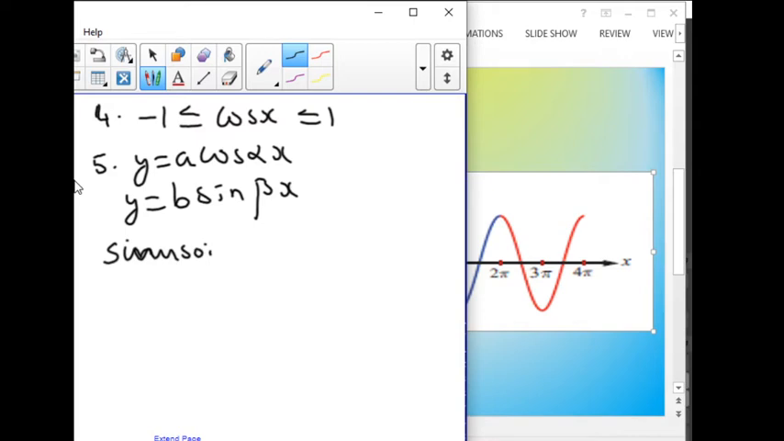Sinusoidal graphs. Okay, they are called sinusoidal graphs, and this phenomenon is used in nature, like tides and finding the temperature. Tides are modeled using the general form of sinusoidal graphs. Okay.